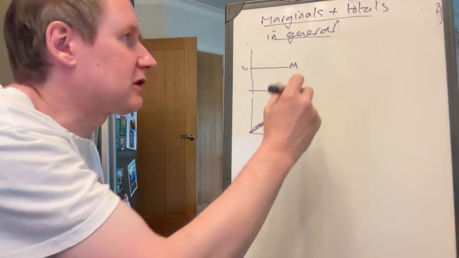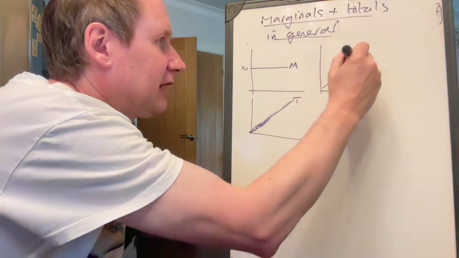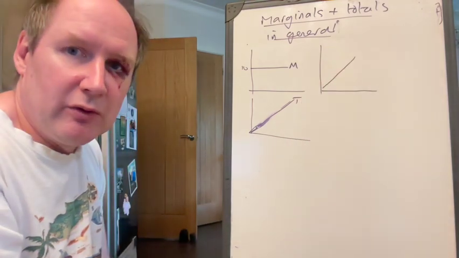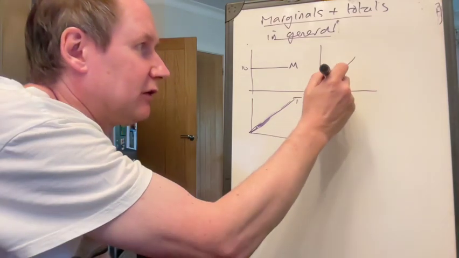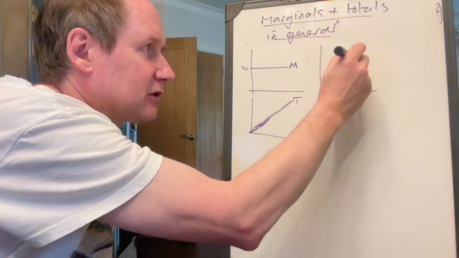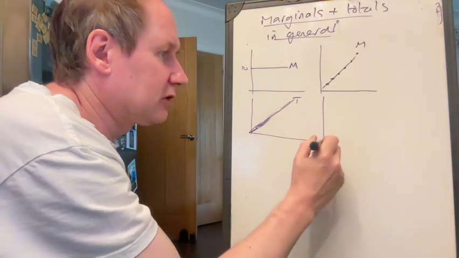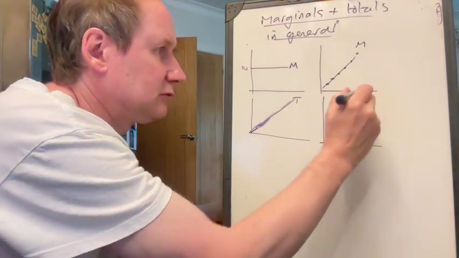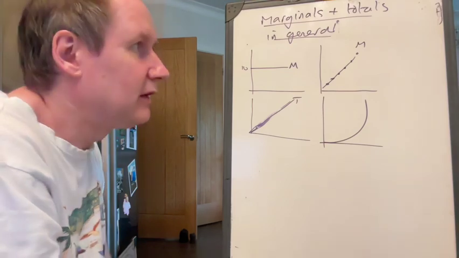So let's suppose instead that the marginal went like that. The first worker adds 5 or whatever. The next one is plus 10, plus 15, plus 20, plus 25, plus 30. That's the marginal. The total looks like that. It rises more and more quickly.